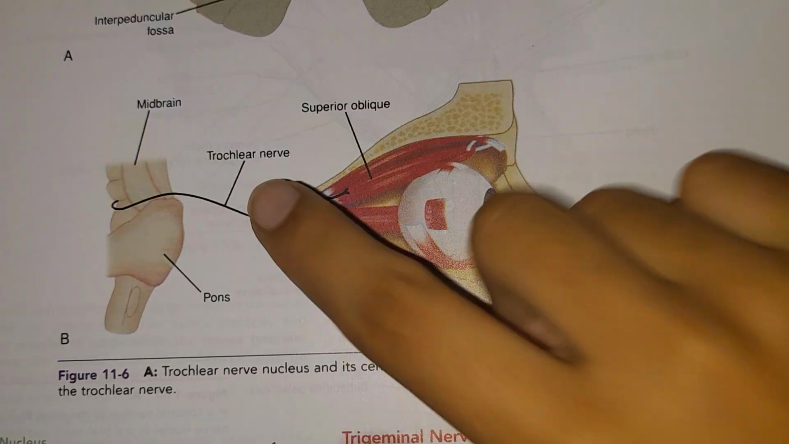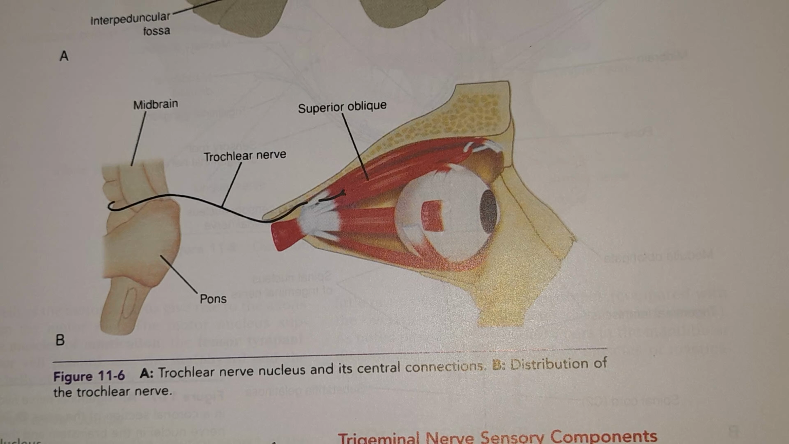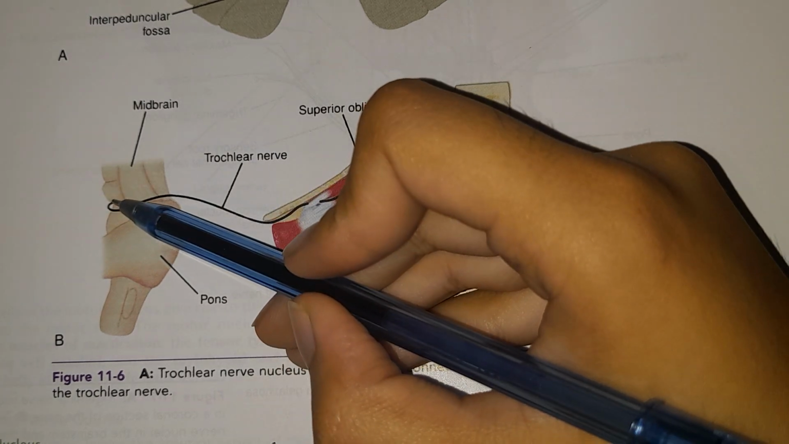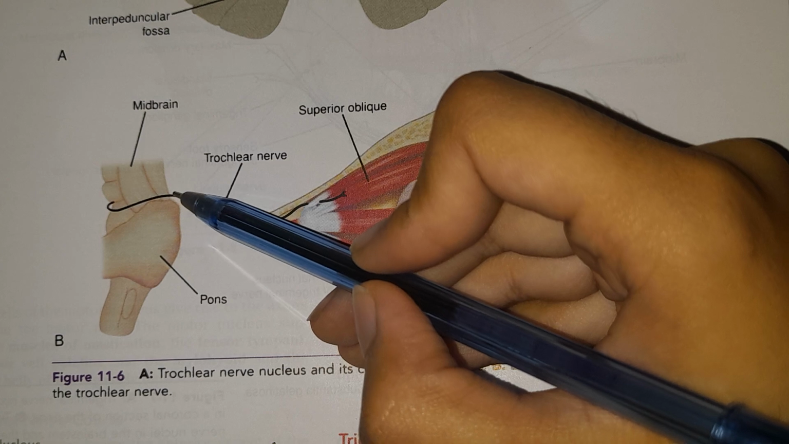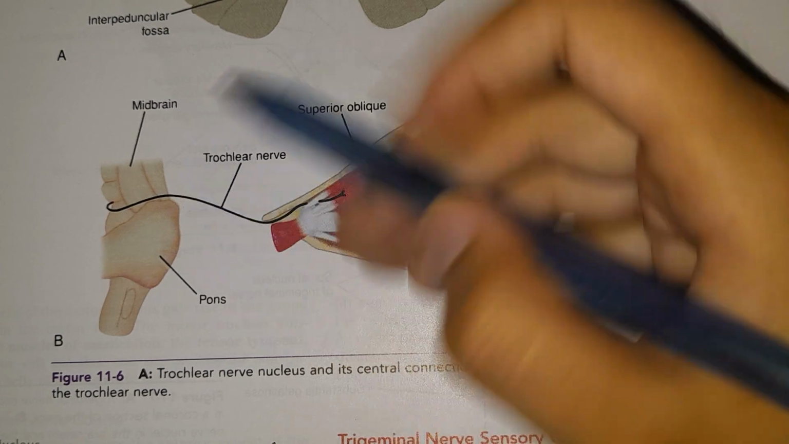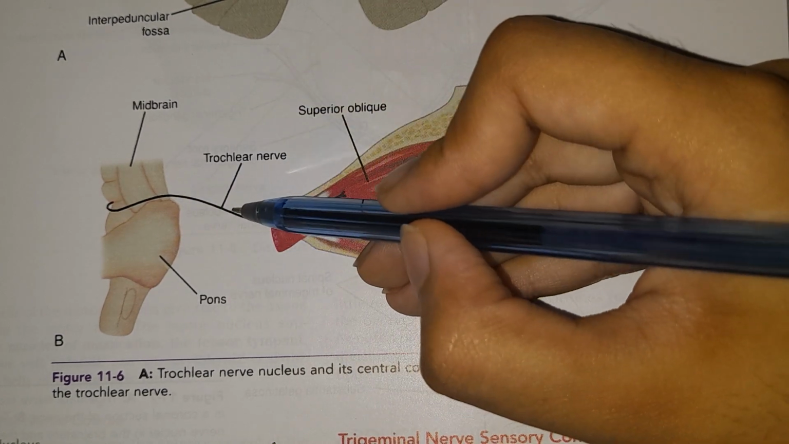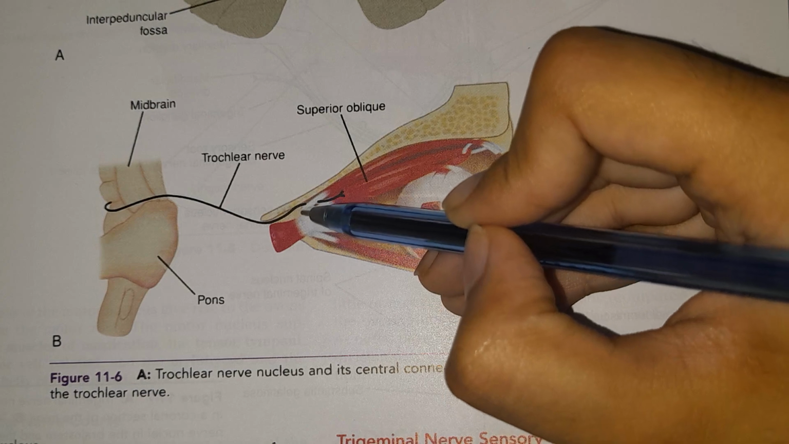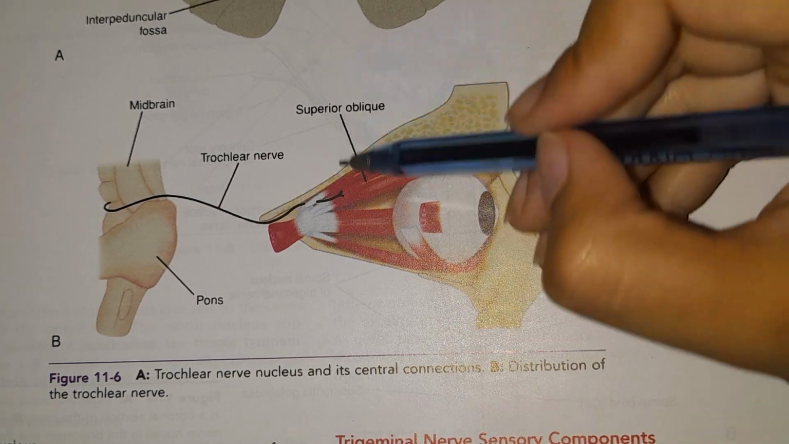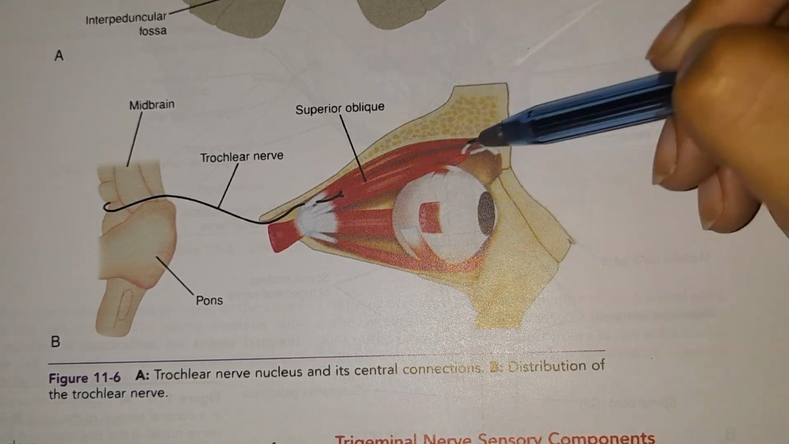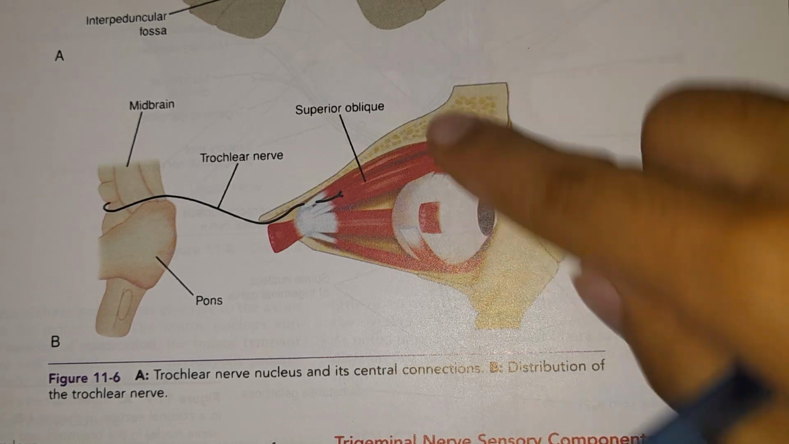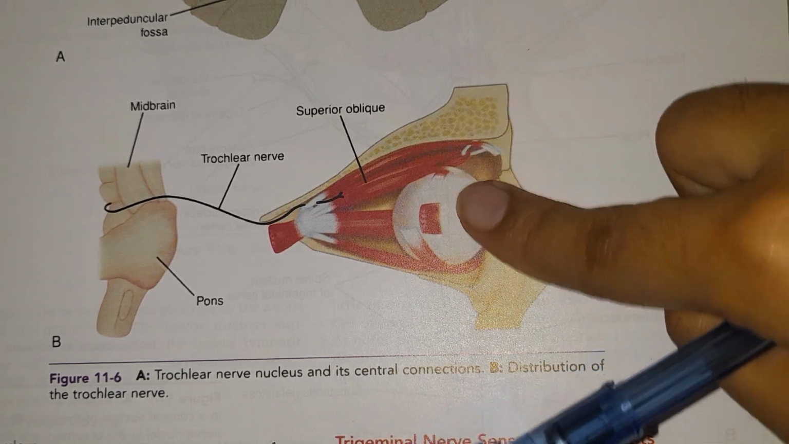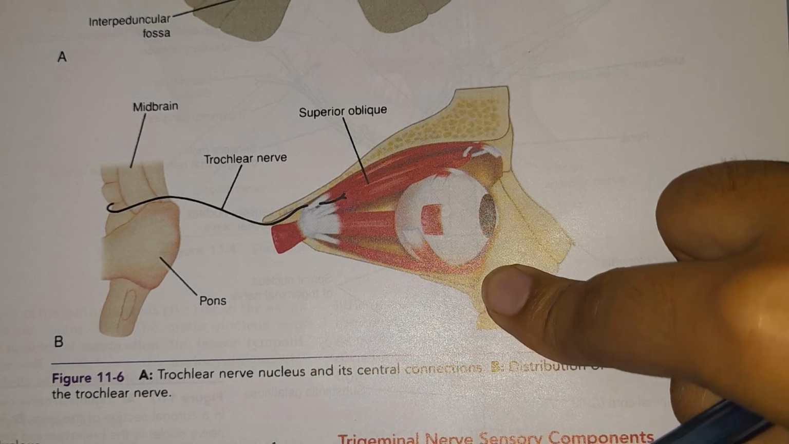So now you can see in this diagram, it is coming from the posterior portion of the midbrain, just below the inferior colliculus, coming outwards. Then it will pass somewhere in the cavernous sinus. Then it will pass through the superior orbital fissure somewhere over here to enter the orbit, and it will supply the superior oblique muscle. The main thing about this muscle and its innervation is that it is going to cause us to look downwards and laterally.